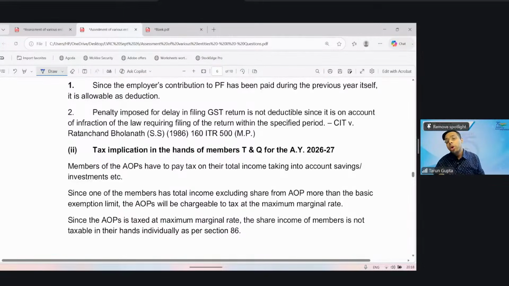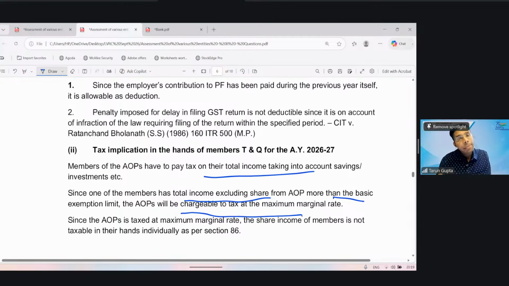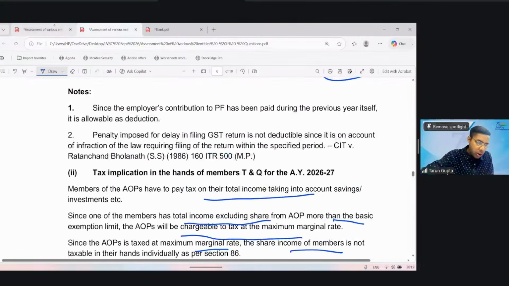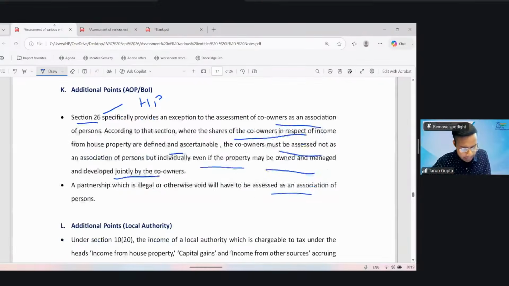And once the income of the AOP is taxable at MMR, the share of profit in the hands of members shall be exempt. Members may have to pay tax on their total income, taking into account savings and investment, etc. Since one of the members' total income, excluding the share of AOP, is more than the basic exemption limit, Mr. T, more than 4 lakh, the AOP will be charged at MMR. Since AOP is taxed at MMR, the share of income is not taxable in their hands individually, as per section 86. Clear? So this completes my AOP.